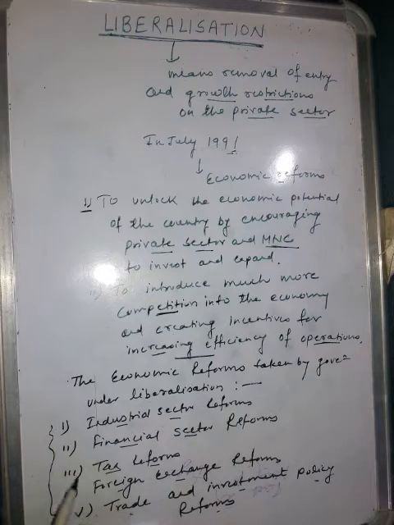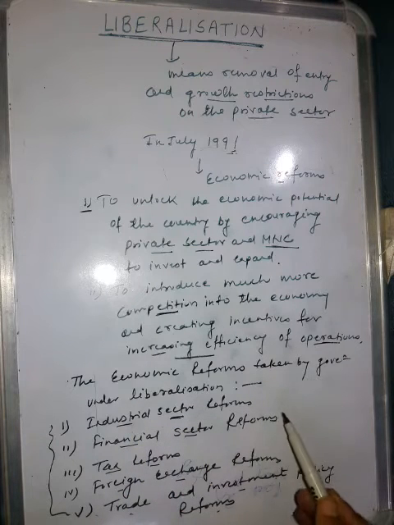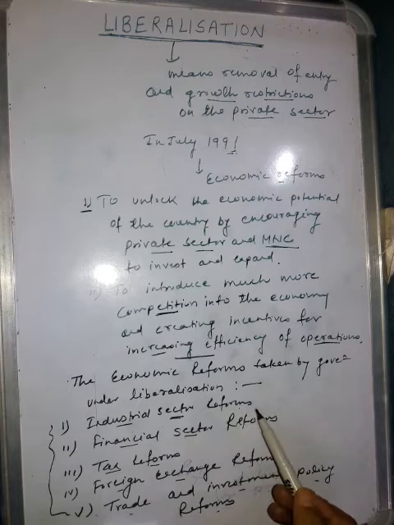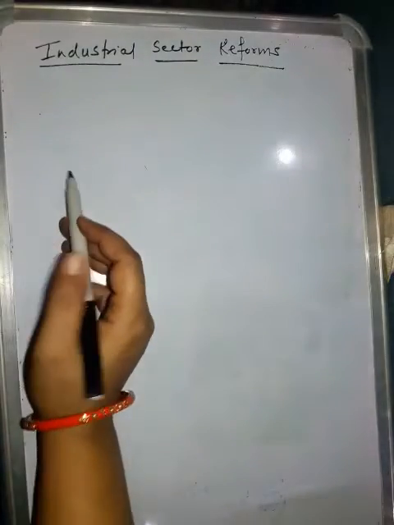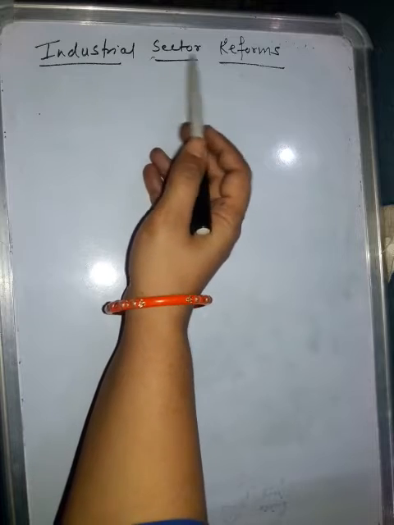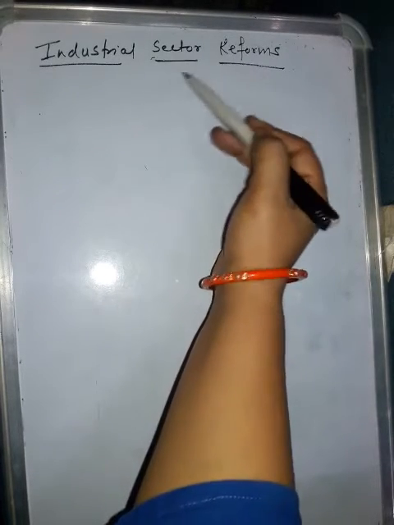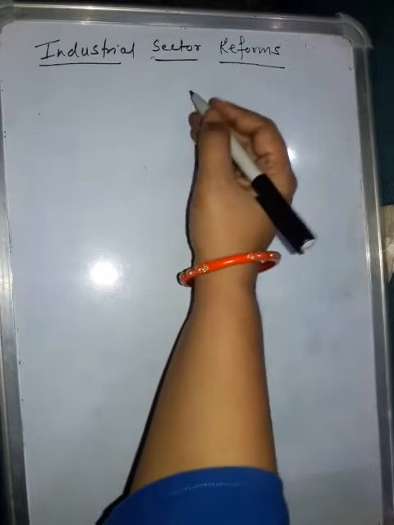In these reforms, I will discuss one by one. In industrial sector reforms, what kind of policy or what kind of reforms were started by the government. I will discuss one by one: industrial sector, financial sector, tax reform, foreign exchange reforms, and trade and investment policy reforms. Students, now I will discuss the industrial sector reforms. What kind of reforms were taken by the government in the industrial sector in 1991?